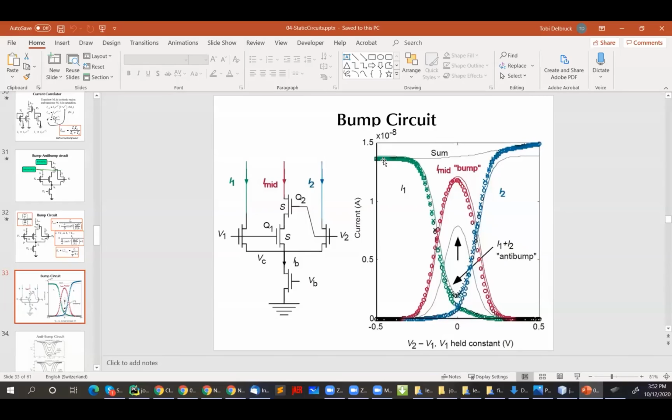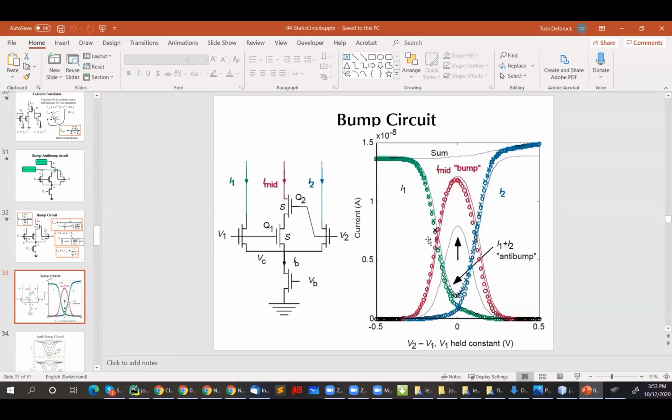So I1 is the anti-bump with the I2, I think. Yes, I1 and I2 are anti-bump, right? But it depends on which one is bigger, V1 or V2. And then I mid is the bump circuit, if you like. The one that measures the similarity, right? How close, how similar you are. So it's high when you're the same, and then you drop off as you go away.